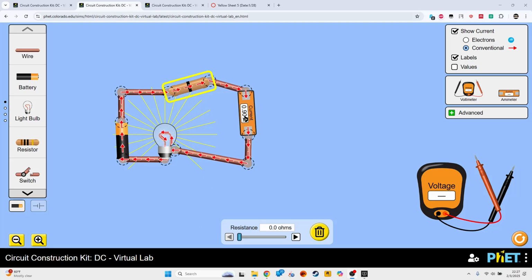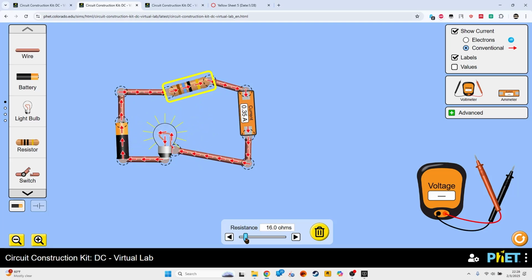Watch what happens, and note down the current. Current is 0.90 amperes. So watch what happens if I increase the resistance. This would be as if I'm replacing this with a higher resistance value resistor. And when I'm doing this virtually, all I have to do is just move this slider to a larger resistance value.